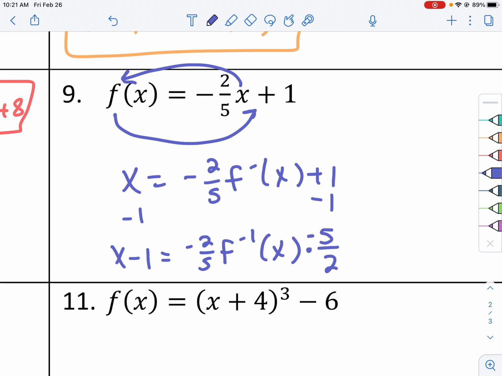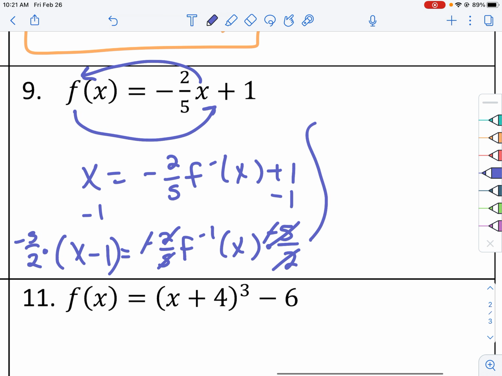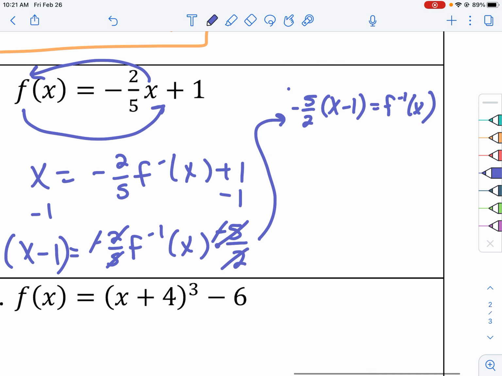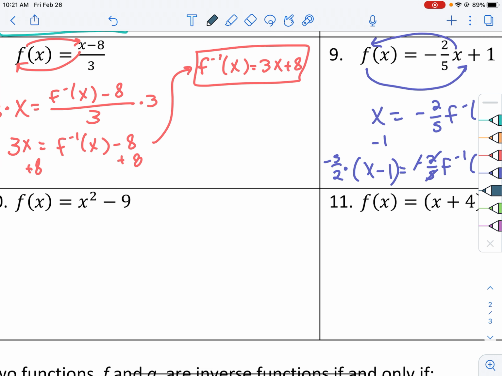Multiply by the reciprocal, so 5 over 2, negative, because we want the negatives to cancel, the 5s to cancel, and the 2s to cancel. So we multiply this whole thing by negative 5/2. And so then our inverse function is negative 5/2 times x minus 1 equals f inverse of x. And I'm okay if you keep it like this. No need to distribute that negative 5/2 into that parentheses. We're good, just as it is.